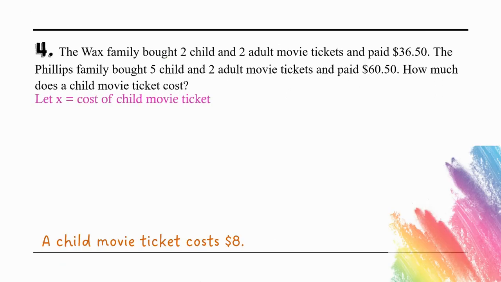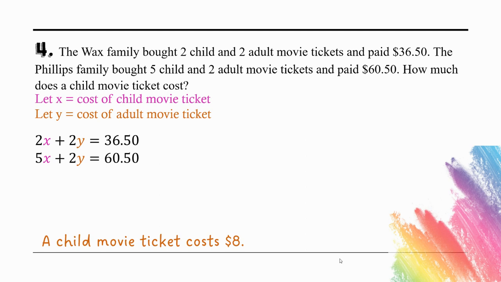Number 4, the Wax family bought 2 child movie tickets and 2 adult movie tickets and paid $36.50. So it's like 2 different rates and the total. The Phillips family bought 5 child and 2 adult movie tickets and paid $60.50. So how much does a child movie ticket cost? So let's let X equal the cost of a child movie ticket, and Y is the cost of an adult movie ticket. So for the Wax family, they did 2 children's tickets plus 2 adult tickets to equal $36.50. And then for the Phillips family, that would be 5X plus 2Y equals $60.50.